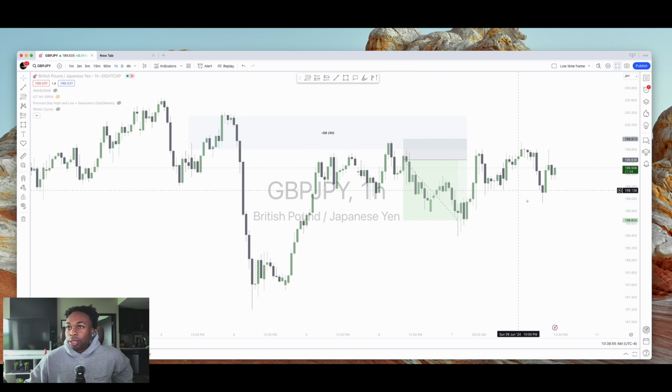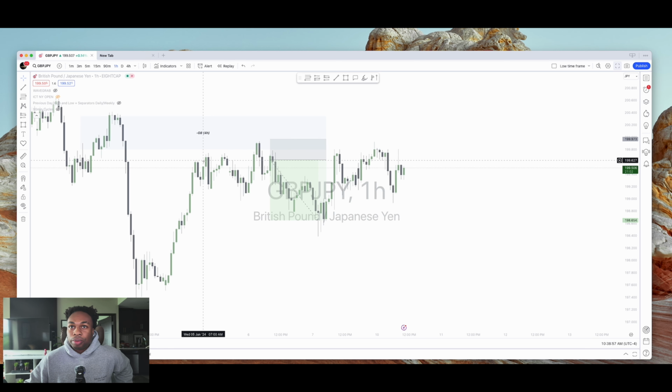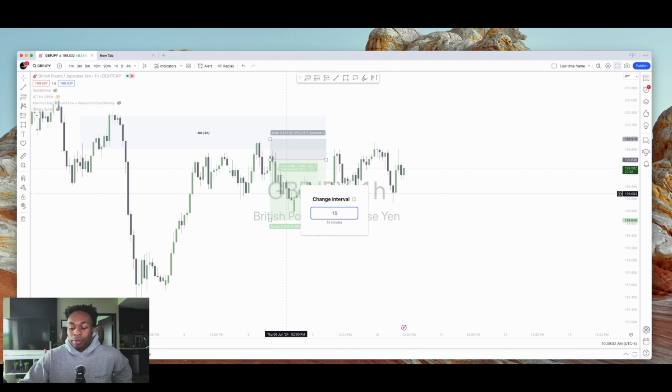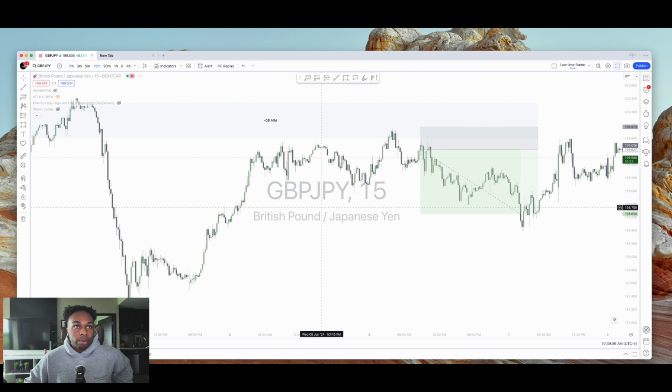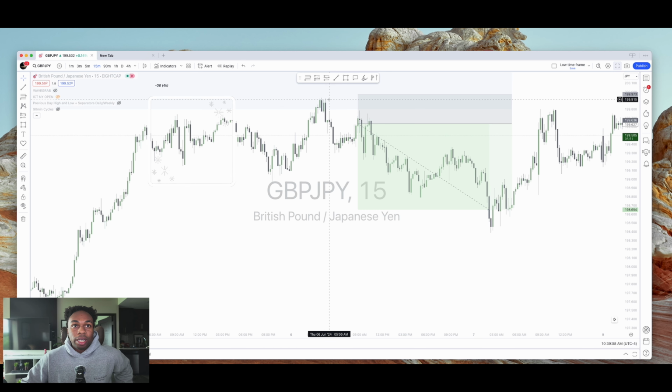So this one I took yesterday, 2 days ago. Again, here we have this accumulation. It's better on the 15-minute. So we have the accumulation, we have the manipulation, and then the displacement.